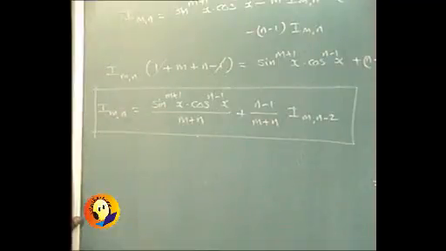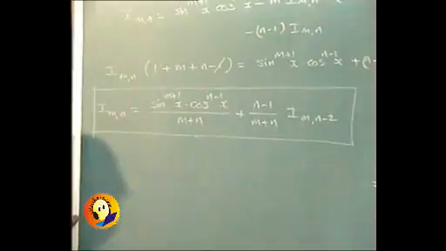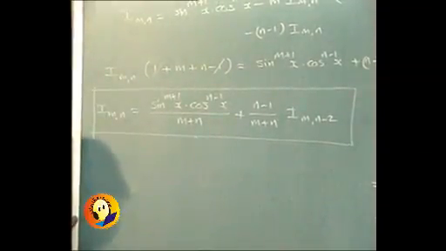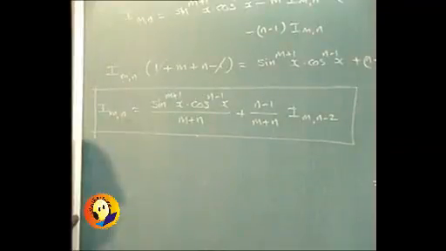Here we have decided to reduce n. The same procedure can be applied if we decide to reduce m. In that case, initially sin raised to m x should be split up as sin raised to m minus 1 x into sin x, and then sin x should be integrated, whereas sin raised to m minus 1 x into cos raised to n x should be differentiated.